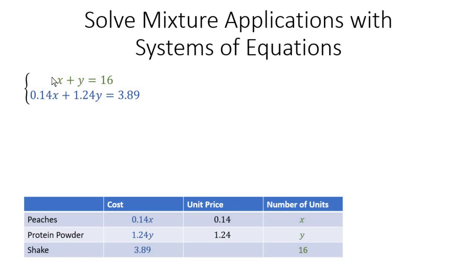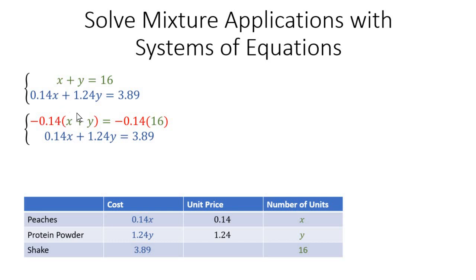The least common multiple of 1 and 0.14, since 1 is the number 1, is just 0.14. So I'm going to focus on getting this top equation to have a coefficient of x to be negative 0.14, so that when I add, the x's will be eliminated. In order to do that, I'll multiply the entire top equation by negative 0.14. So negative 0.14 times x plus y, negative 0.14 times 16.